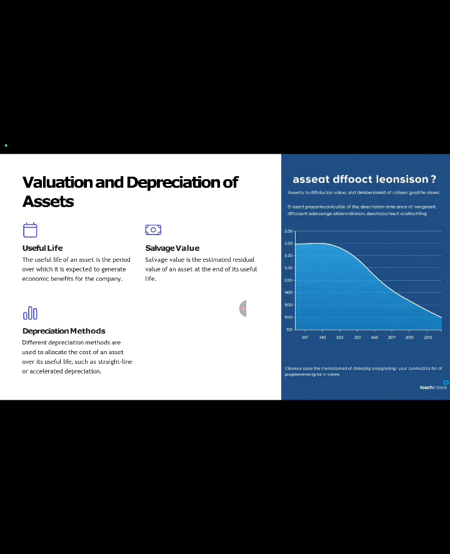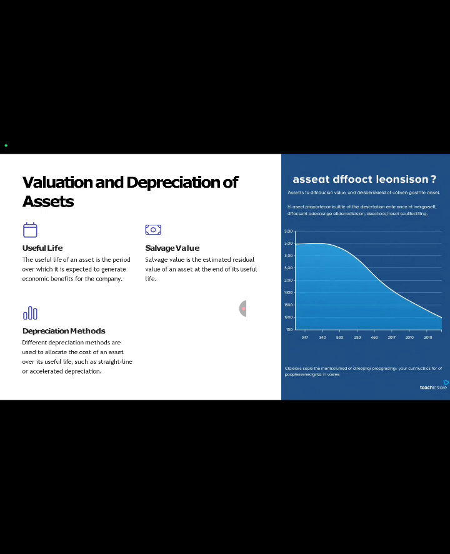Valuation and depreciation of assets. First, useful life. The useful life of an asset is the period over which it is expected to generate economic benefit for the company. Second, salvage value. Salvage value is the estimated residual value of an asset at the end of its useful life. Third is the depreciation method. Depreciation methods are used to allocate the cost of an asset over its useful life, such as the straight line method or accelerated depreciation methods. Valuation and depreciation are fundamental concepts in accounting and finance, essential for accurately representing the worth and wear of assets over time.